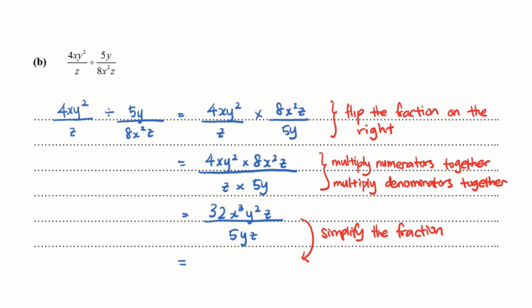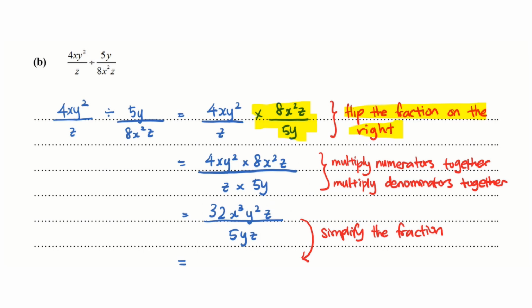Now we will take a look at part B, where we would like to divide two fractions together. In this question, what we will have to first do is to take the fraction on the right and flip it first. Then the operation in the center should become a multiplication sign. This is the same thing that we would have done if they were numbers only. Next, we will multiply the numerators together and multiply the denominators together. Then we will arrive at this fraction, which is 32x cubed y squared z over 5yz.